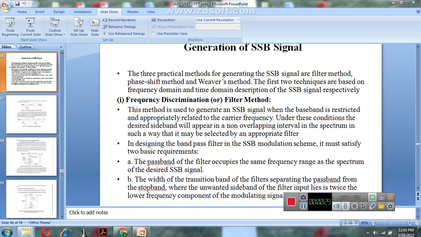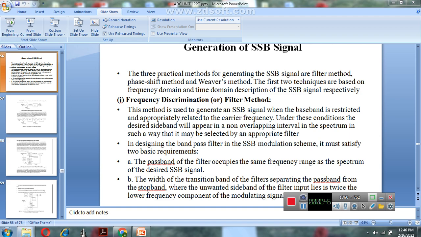The first two techniques are based on the frequency domain, and the third method, that is the Weaver method, is based on the time domain. First, the frequency discrimination or filter method. This filter method can be used to generate the SSB signal.